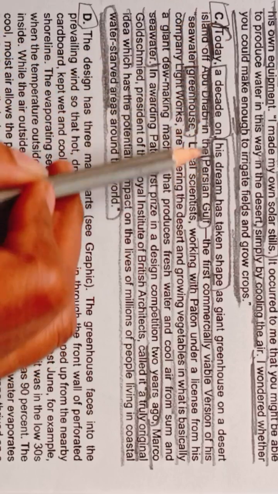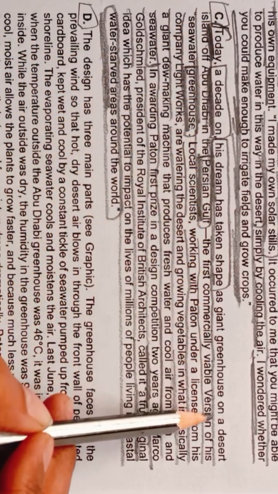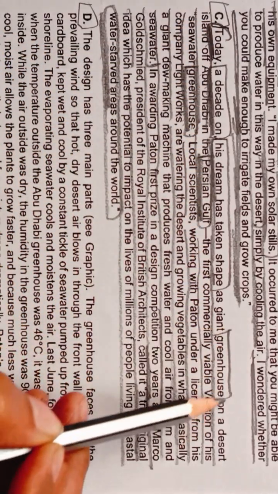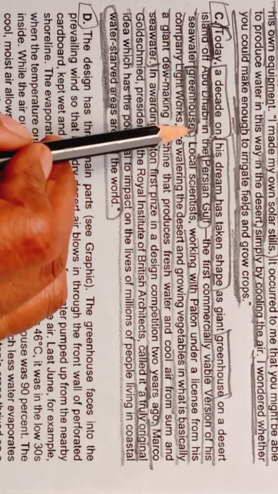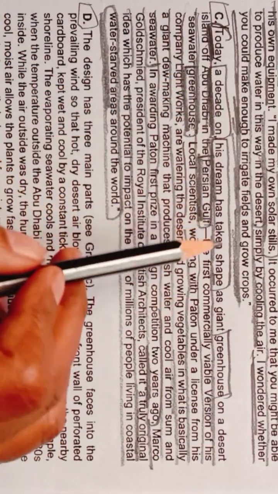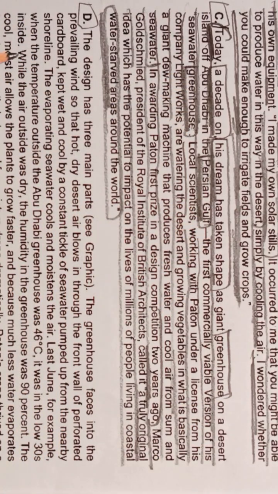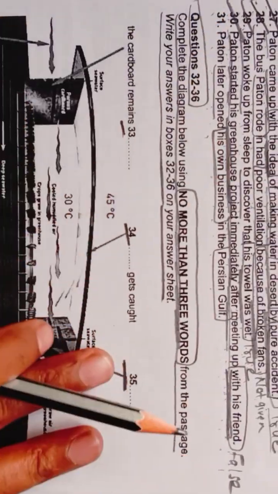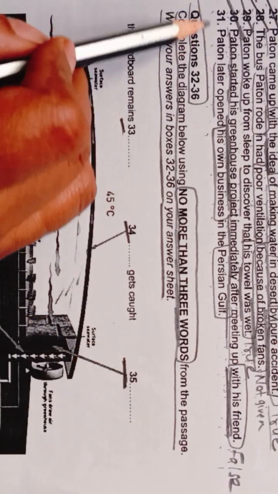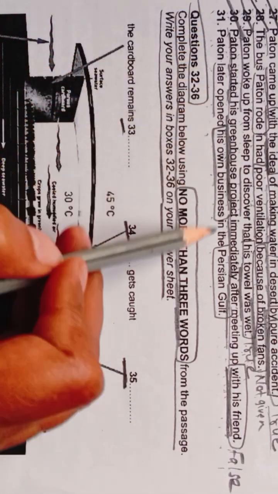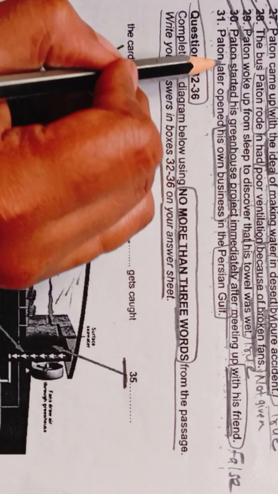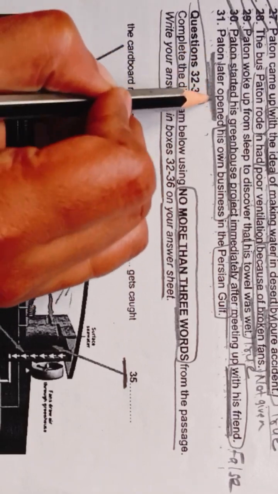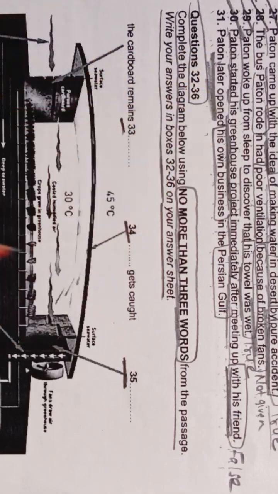Today, a decade on, his dream has taken shape as a giant greenhouse on a desert island of Abu Dhabi in the Persian Gulf. Both the statements are contradicting. So that's why we have written false in front of 30 in our answer sheet. Let's move forward. Patton later opened his own business in the Persian Gulf. Later opened means yes.